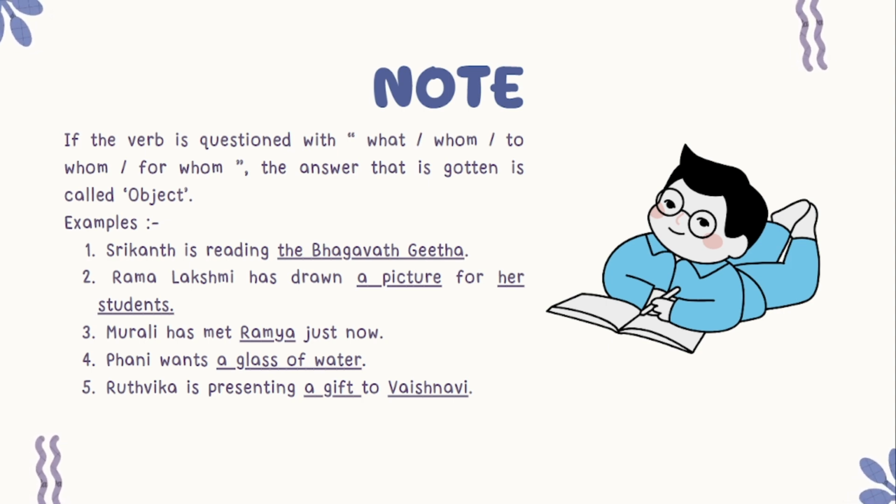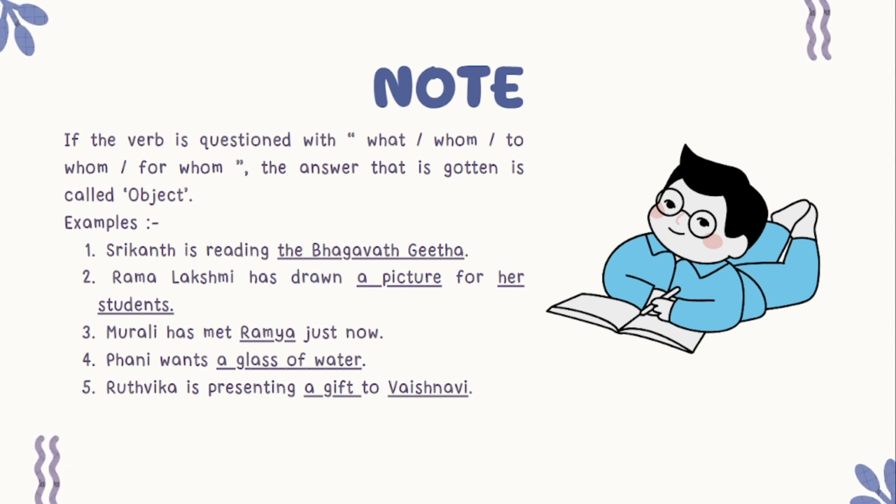Next, third example. Morali has met Ramya just now. In this sentence, subject is Morali, has helping verb, met main verb. Then use any one of the question words which are given in the list to find out the object. Whom? Whom has met? Answer is Ramya. Ramya is object in this sentence. Do you understand?